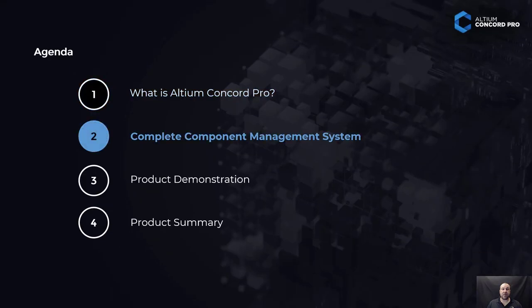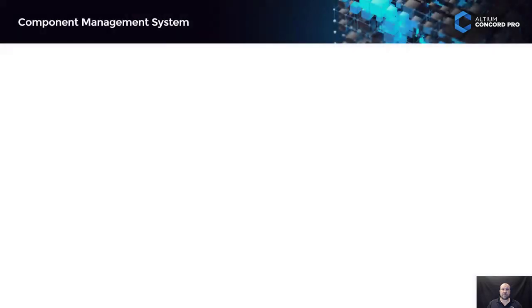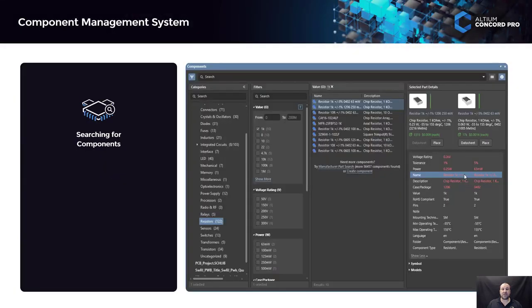So how does Concord Pro help us achieve complete component management? First, we have great search capability. You search from within the components panel of Altium Designer. You're able to search by part number, partial part number, any parametrics that are associated with any of the components, as well as by name or description.